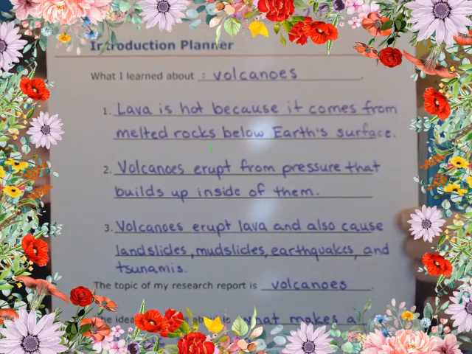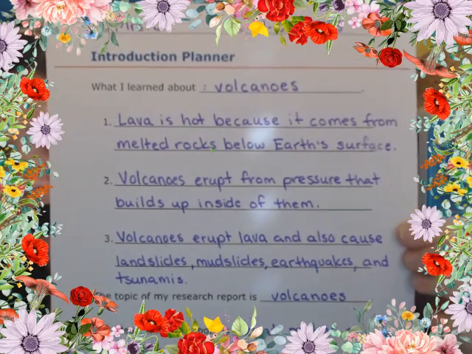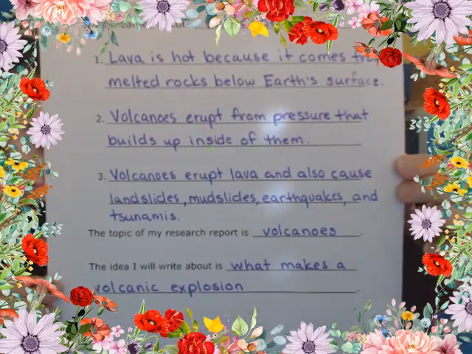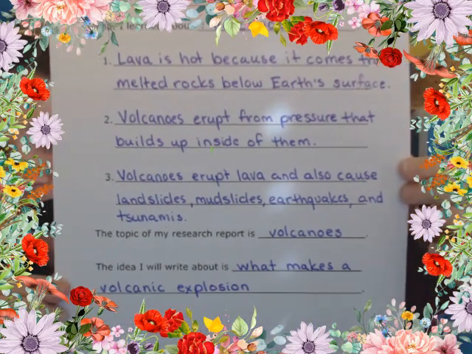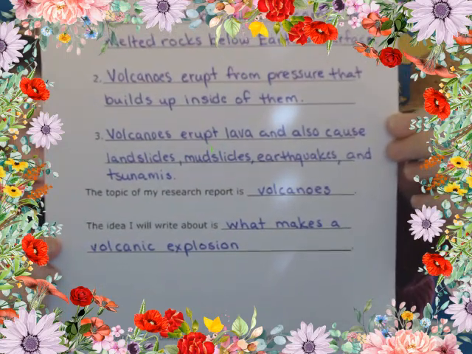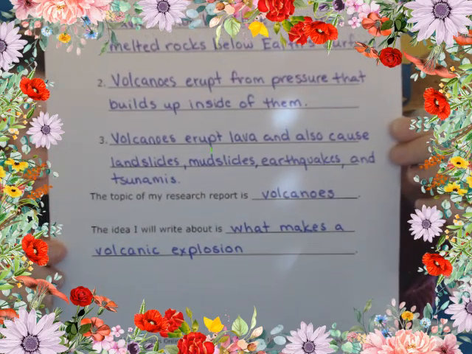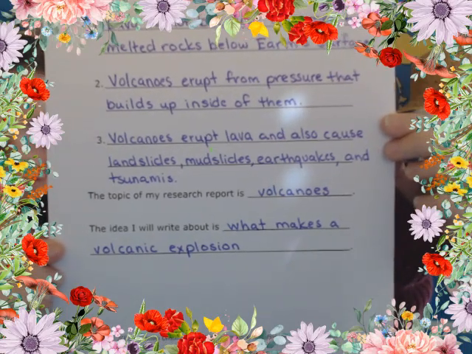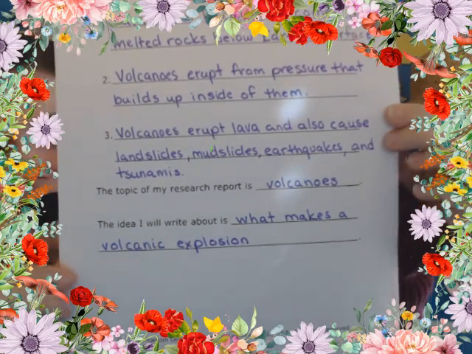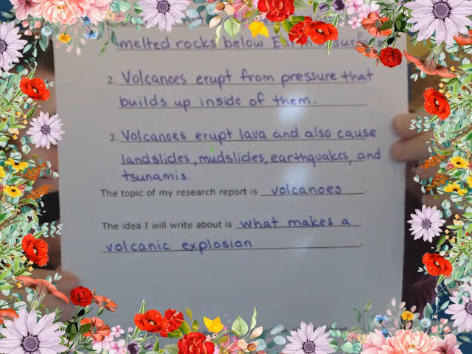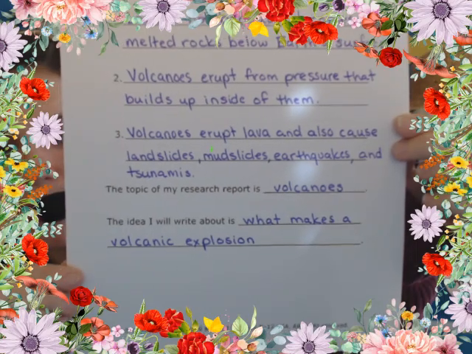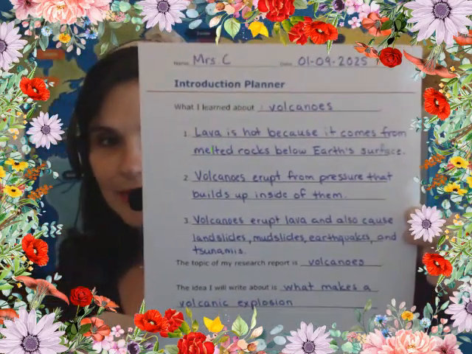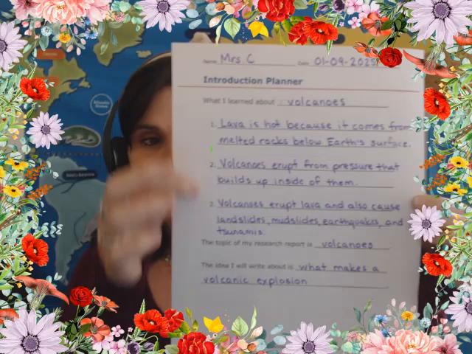Lava is hot because it comes from melted rocks below Earth's surface. Volcanoes erupt from pressure that builds up inside of them. Volcanoes erupt lava and also cause landslides, mudslides, earthquakes, and tsunamis. The topic of my research report is volcanoes, and the idea I will write about is what makes a volcanic explosion.